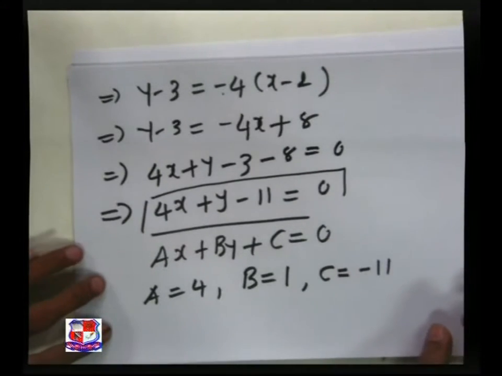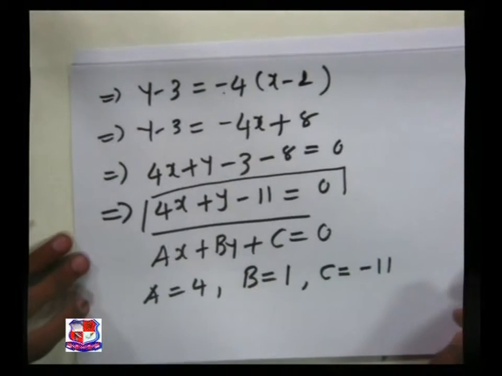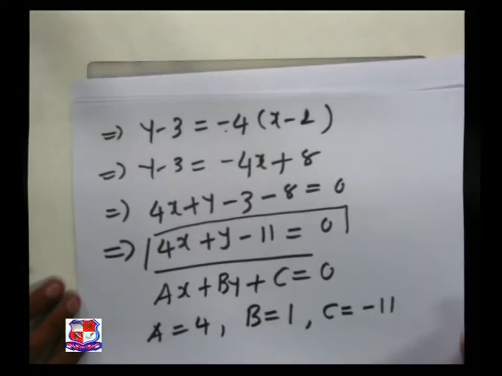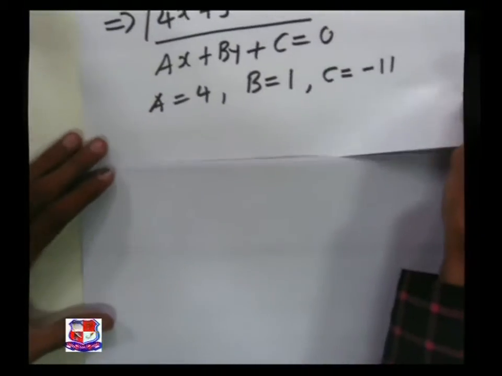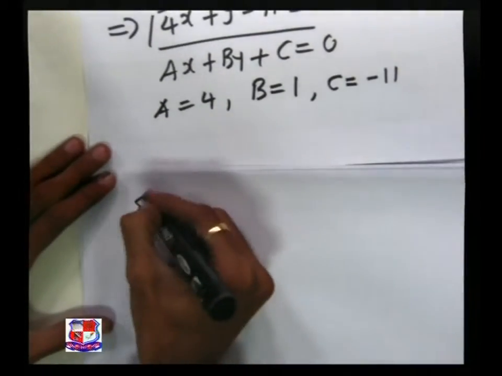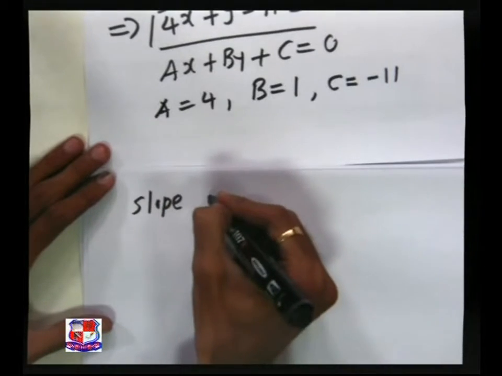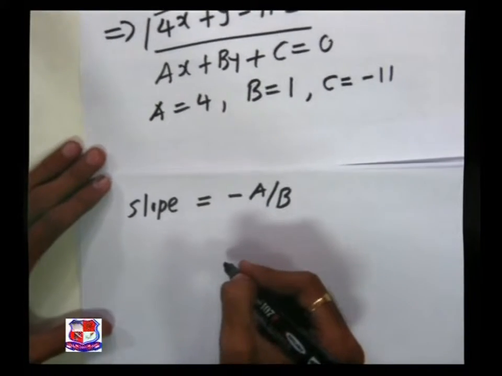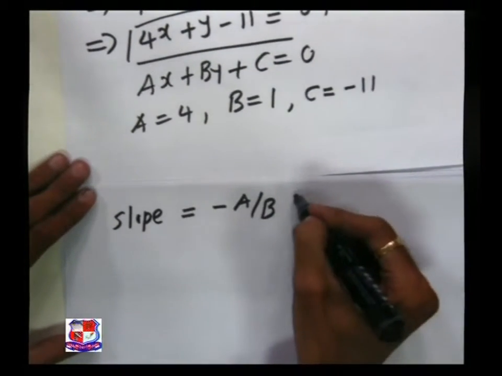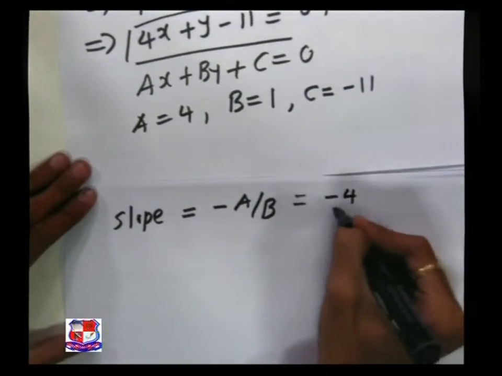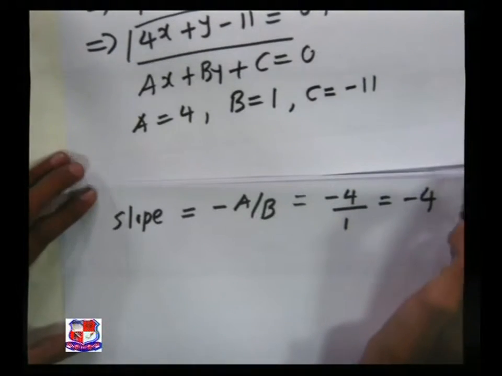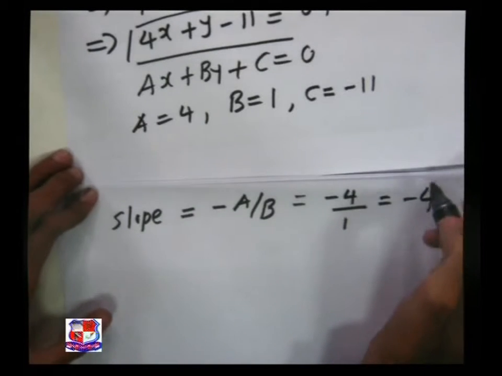And now we need to find the slope of the line, x-intercept of the line, and y-intercept of the line. So we know that the slope of the line is given by, slope is equal to minus a upon b, that we have already discussed. So minus a upon b, that is equal to minus 4 upon 1, that is equal to minus 4. So slope of the line m is equal to minus 4.